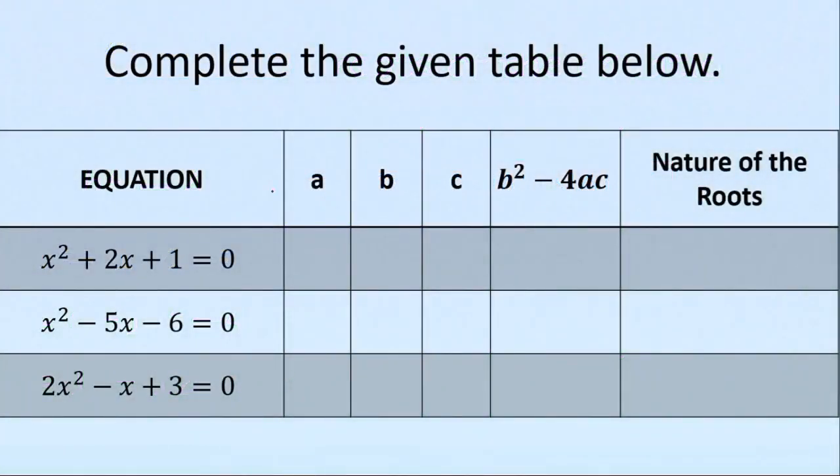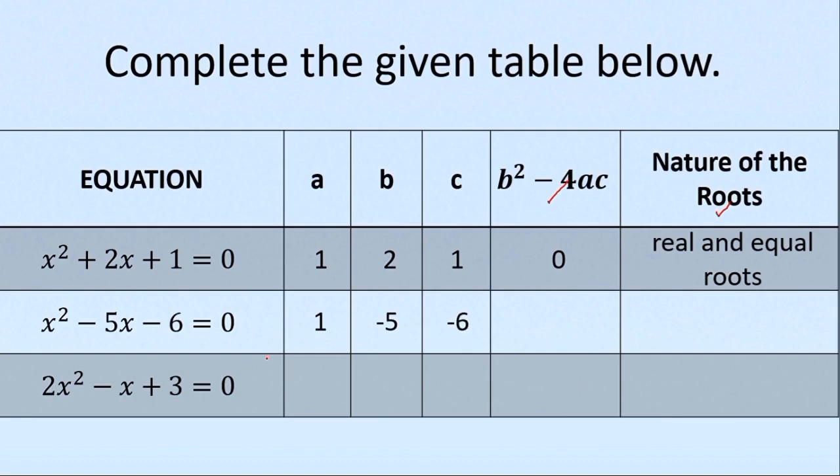Okay, so first one we have 1, 2, 1. Using the b squared minus 4ac, what is the value of the discriminant? 0. So what is the nature of the roots? Since it is equal to 0, real and equal roots. Let's proceed with the second equation. The values of a, b, and c: 1, negative 5, negative 6. The value of the discriminant, 49. 49 is greater than 0. The nature of its roots are real and unequal roots.